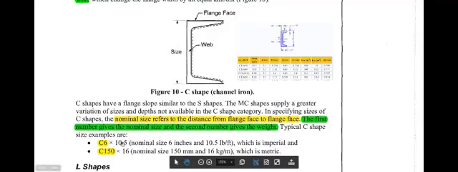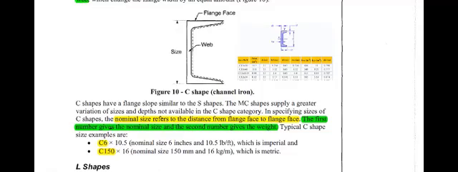So, for example, if you have a C6 by 12.8, all it means is that the webbing could be thicker or the flanges could be thicker, but the dimension or the size here across the flanges is staying the same.